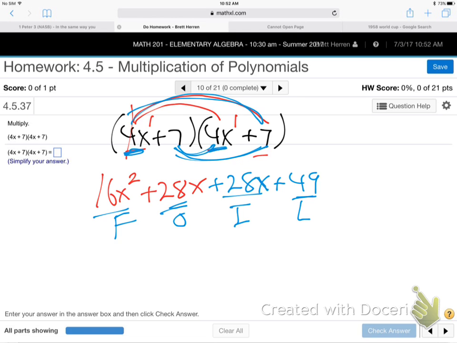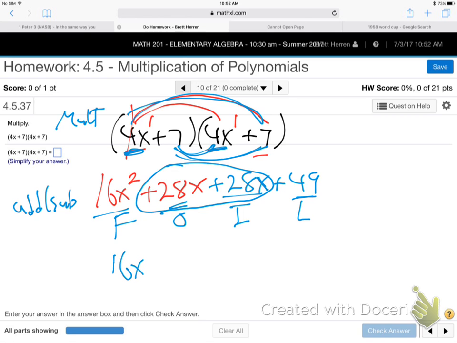Now, we're not done, huh? One more step, right? The multiplying is over. The parentheses are gone. Now we're just in adding, subtracting mode, right? The multiplying was step 1. So now we can add these two in the middle, can't we? So add those two, you get 56x. And there we go. Is that good then? Questions on that? All is well?